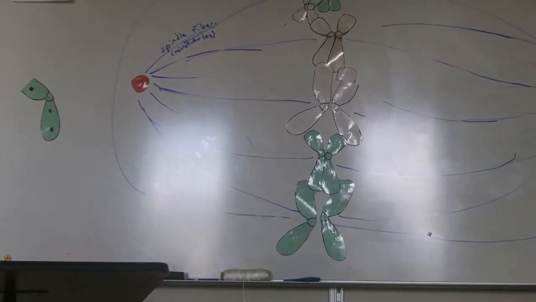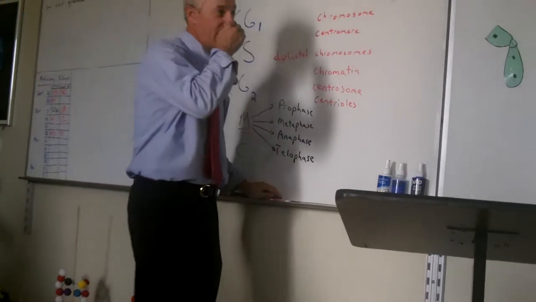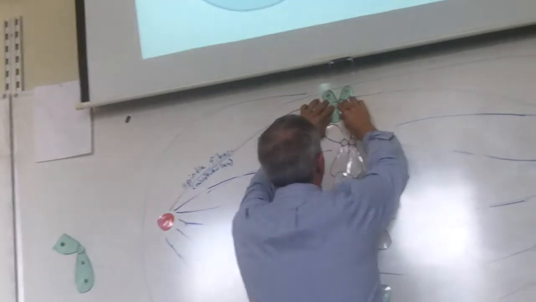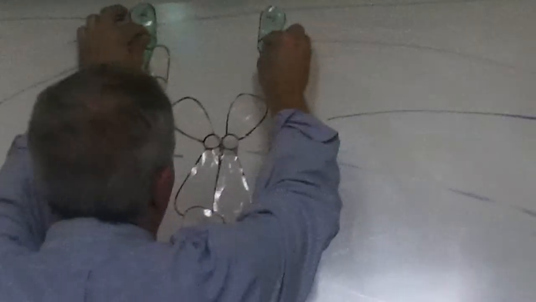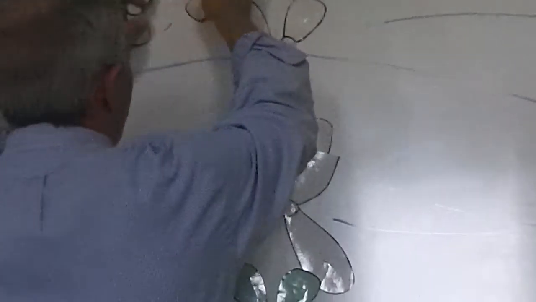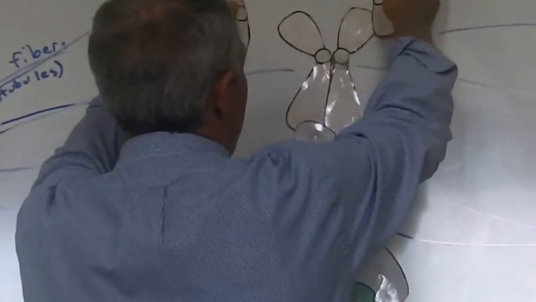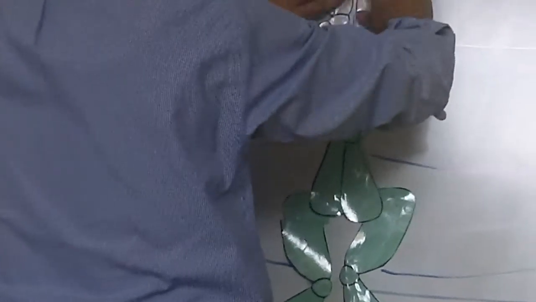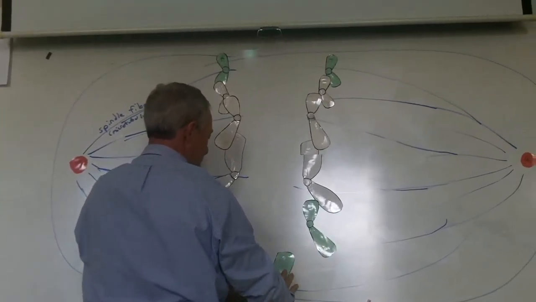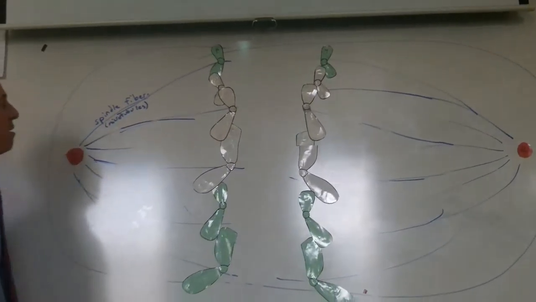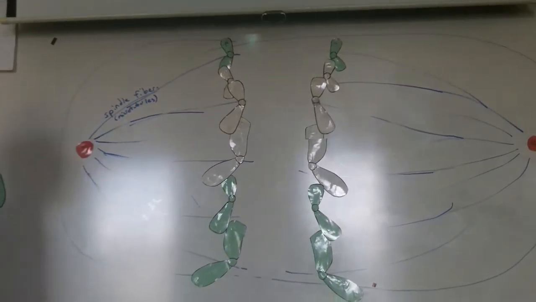And then anaphase is the next phase. And that's Anna's phase. In anaphase, the chromosomes split apart in the middle, and they separate and move toward opposite sides of the cell. Anaphase, they split and separate, and move toward opposite sides. You can see them coming apart like that. That's anaphase.